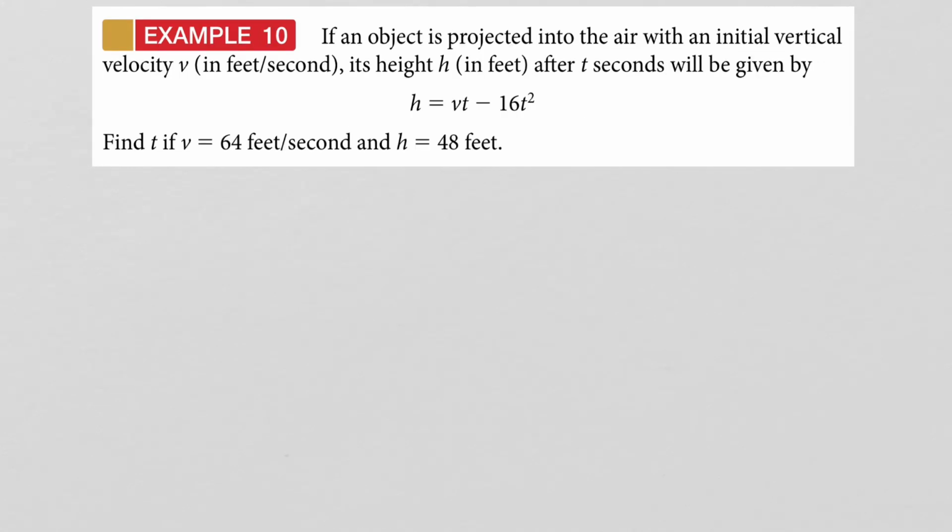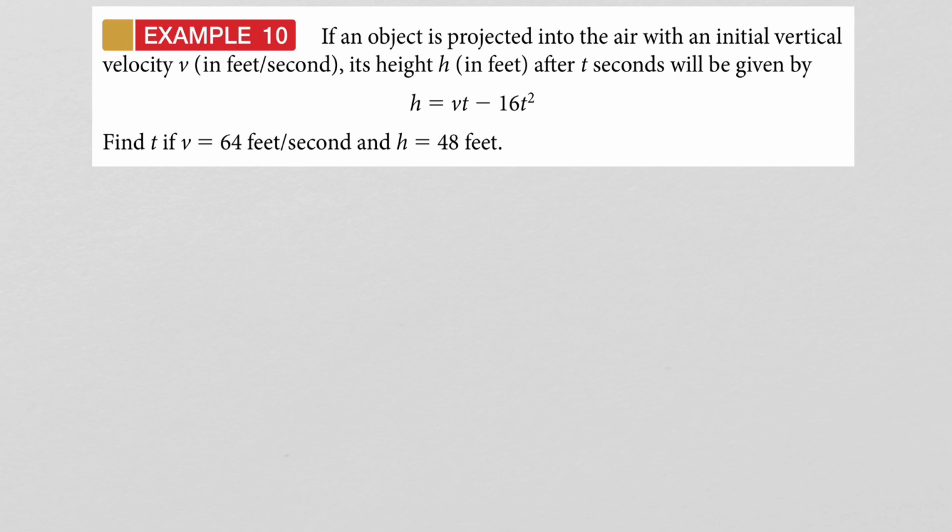Our next example is another application. If an object is projected into the air with an initial vertical velocity v, its height h after t seconds will be given by the formula h equals v times t minus 16 times t squared. So find t if v equals 64 and h equals 48.